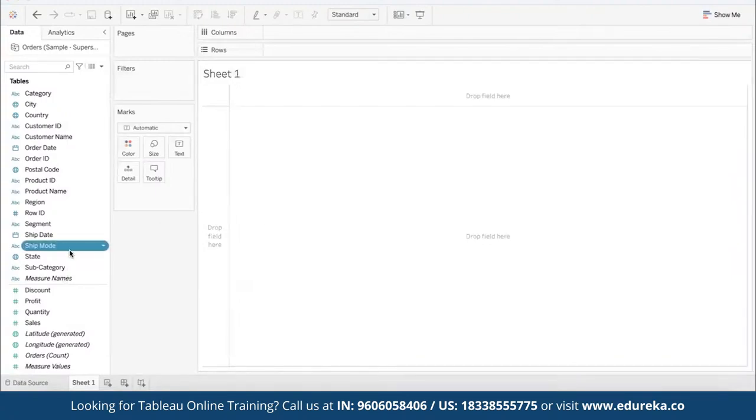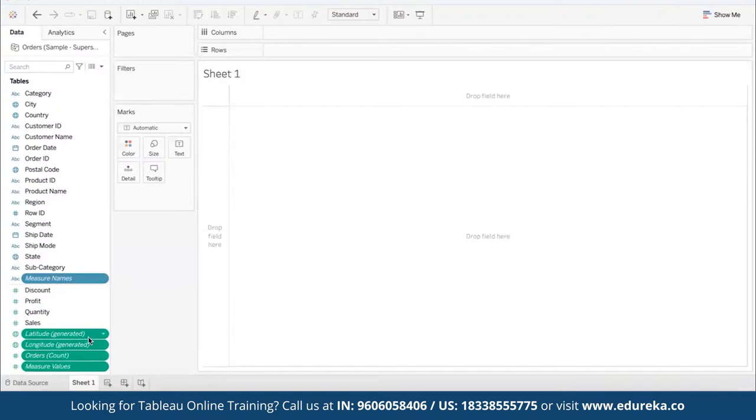Now, apart from the fields coming from our data connection, you will see five additional fields which come in italic font. You can see they're slanting. These are generated fields. Measure names contains the names of the measures. Measure values. Latitude here, down here. Count is nothing but the number of records in that connection. Latitude field and longitude field. These five are called generated fields. These five are given to us by Tableau, even though they are not present in the actual data source.